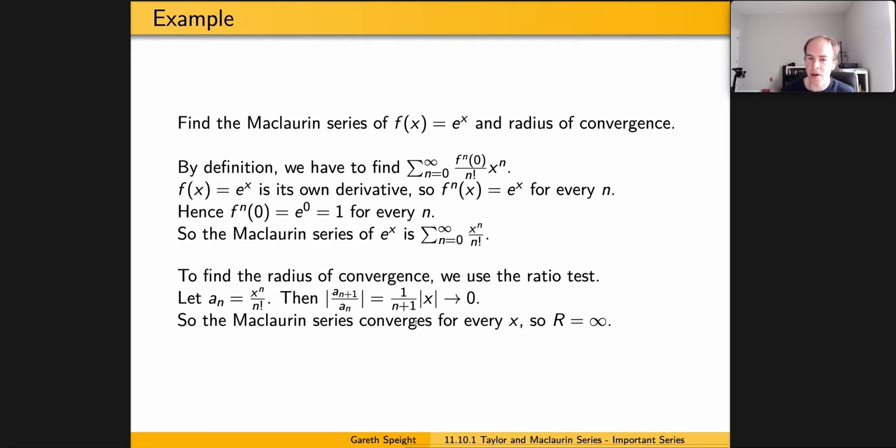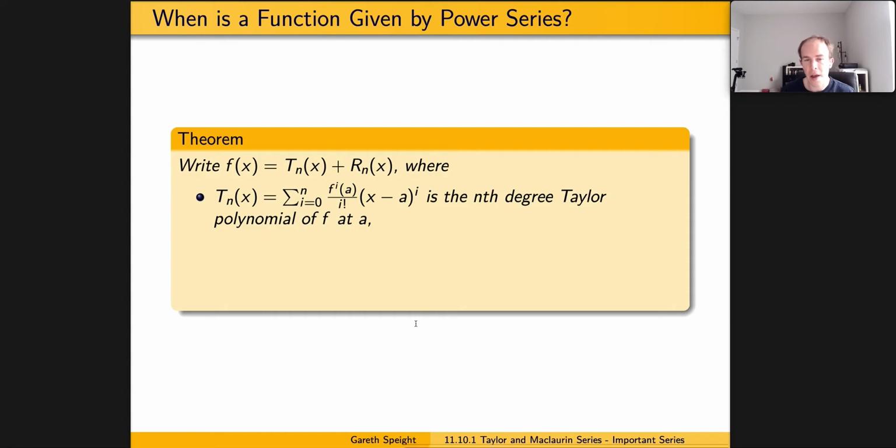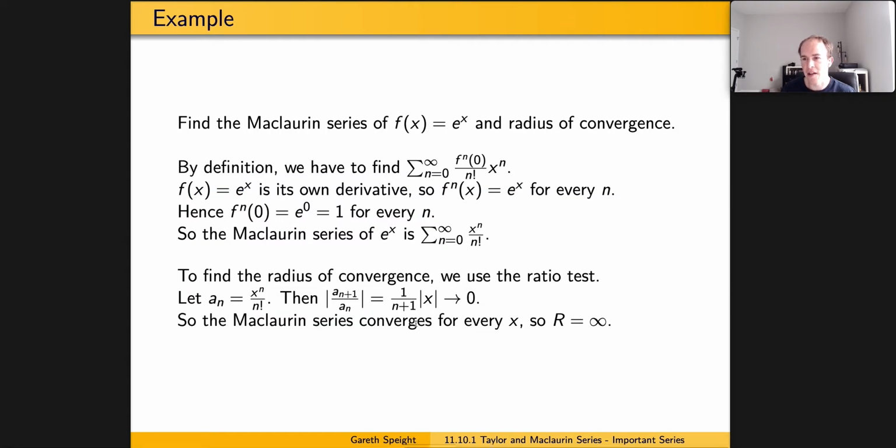So we managed to show that the Maclaurin series of e to the x is the sum of x to the n over n factorial, and the radius of convergence is infinity in this case. But the problem here, again, as we said before, is that we've shown that if a function is given by a series, then that series has to be the Maclaurin series. In particular here, if e to the x can be written as a power series, then that power series is the sum of x to the n over n factorial. We haven't actually shown in the first place that we can write the function as a power series. So how do we do that?